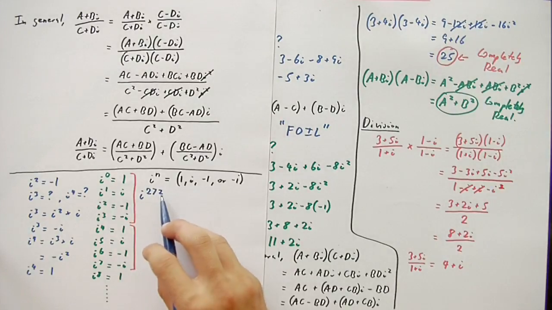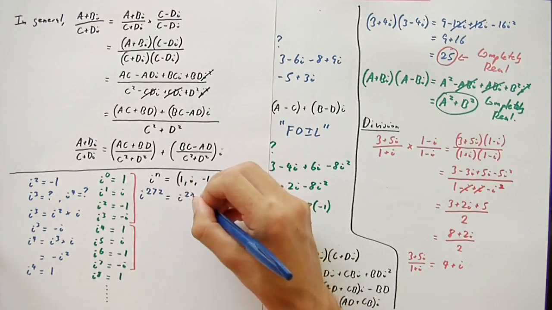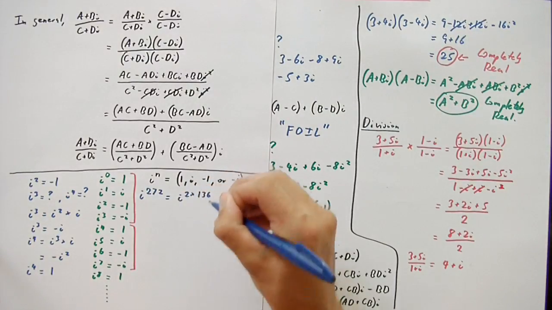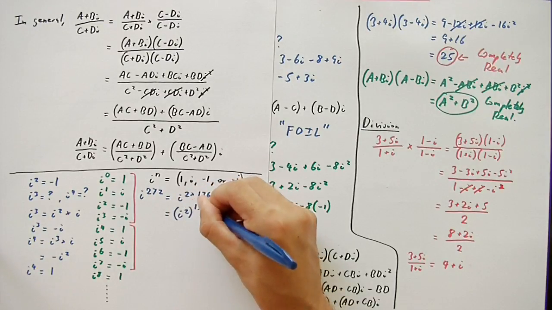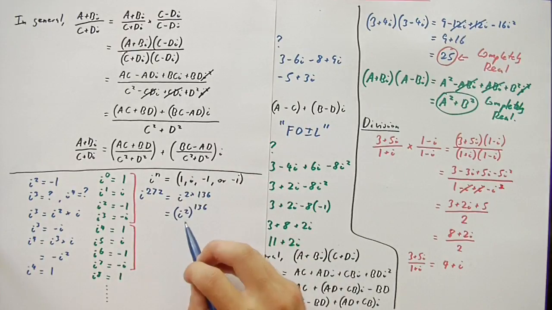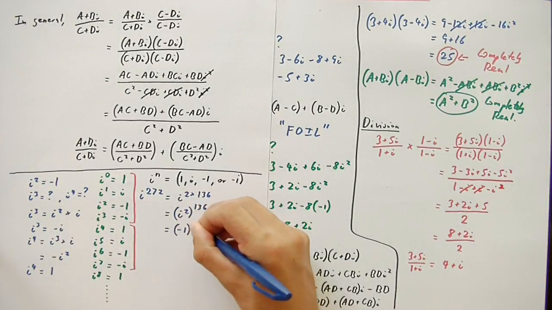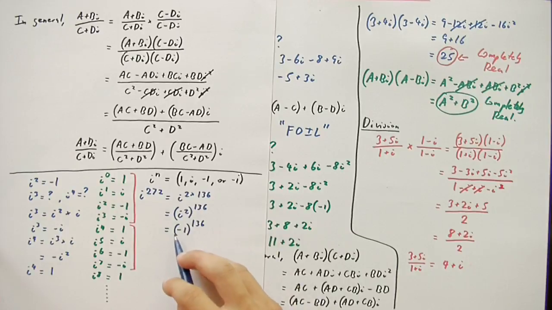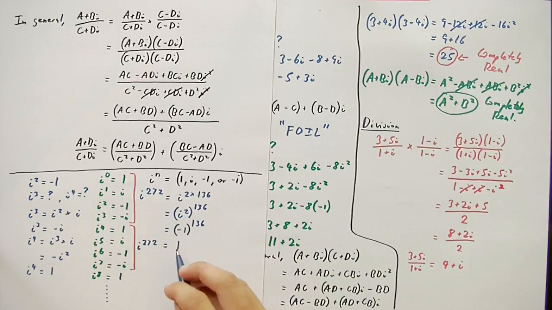Now notice that 272 is an even number. That means we can write it in the form 2 times 136. So in other words, we have i to the power of 2 times 136, or if you know your index laws, that's the same as i squared to the power of 136. But we know i squared is -1. So that means we really have -1 to the power of 136, and we can work this out, this is just 1. So that means i to the power of 272 is just 1. And in general, this method will always work if your index number is even. But what if it's odd?